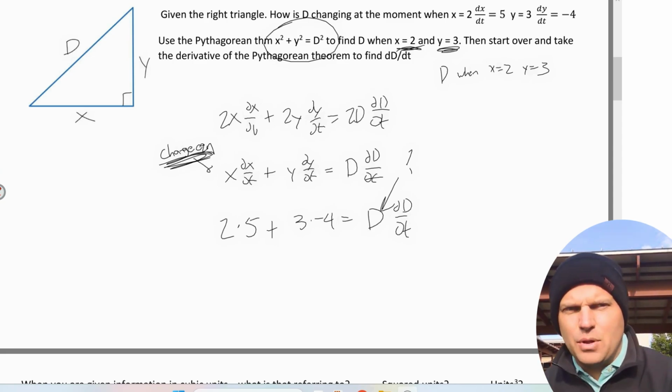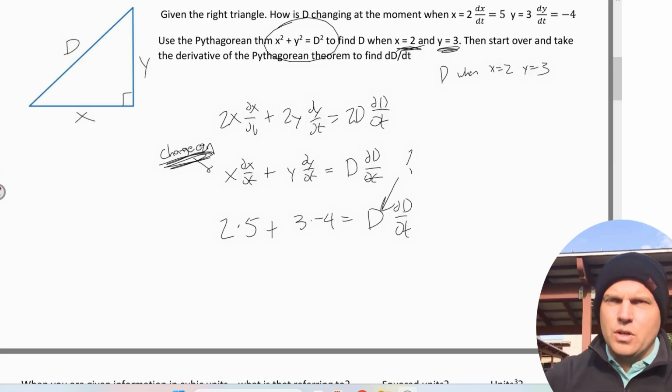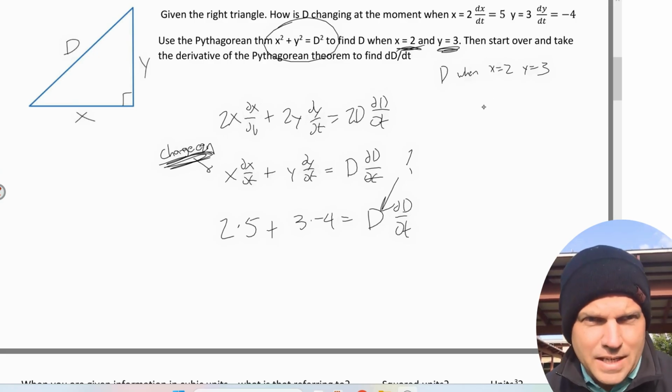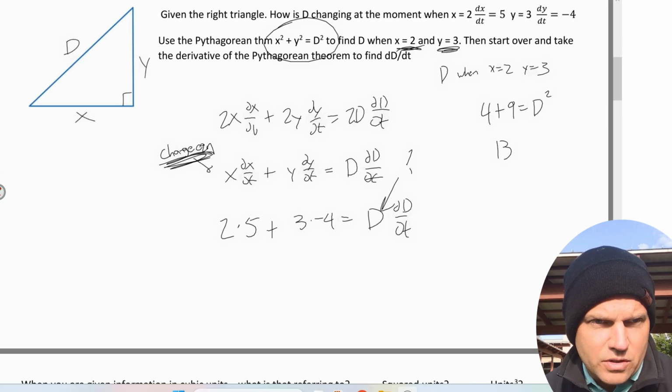We can't plug in 2, plug in 3 into the original equation. We're going to take the derivative of our original equation as it is to get our change equation. And we might need to use our original equation to find missing pieces of information.